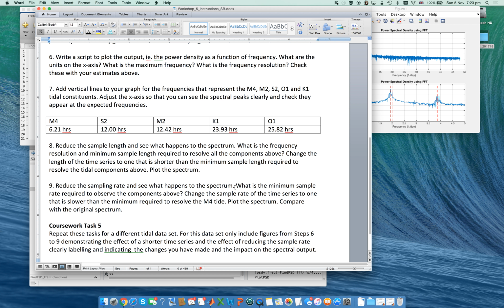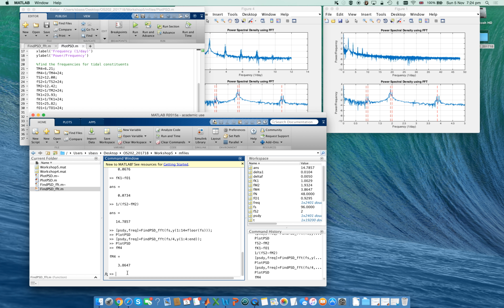Well, actually we've got the frequency worked out already in the plot PSD. Okay, so the M4 one here, FM4, if we type that in here, it'll tell us what the frequency is. So it's FM4. And so we can see that the frequency of the M4 tide is 3.8647 times per day, so nearly 4 times per day. And so that means that in order to see this tide, we need to sample twice this. In other words, we need to have 2 samples within this cycle.